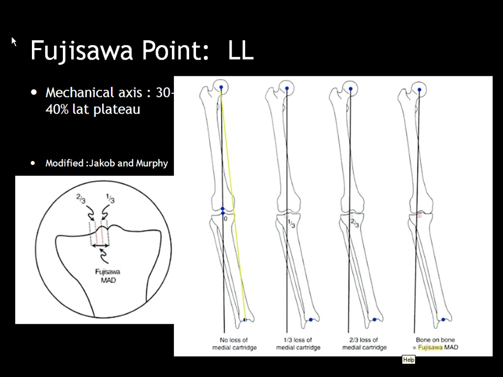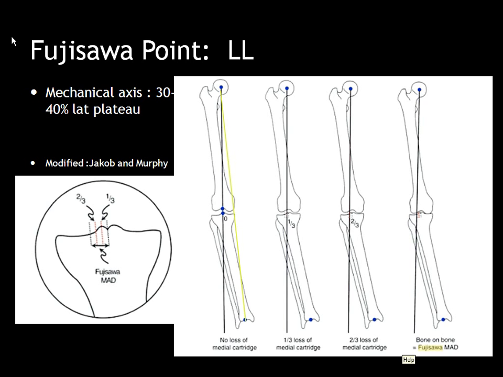And he decided that he will use the mechanical axis of the whole limb, and he decides where he wants it to go. So this is the current mechanical axis. It's called the mechanical axis deviation. And he said, well, I want the mechanical axis to be about 30 to 40% on the lateral tibial plateau. And that number was modified later by Jacob and Murphy.